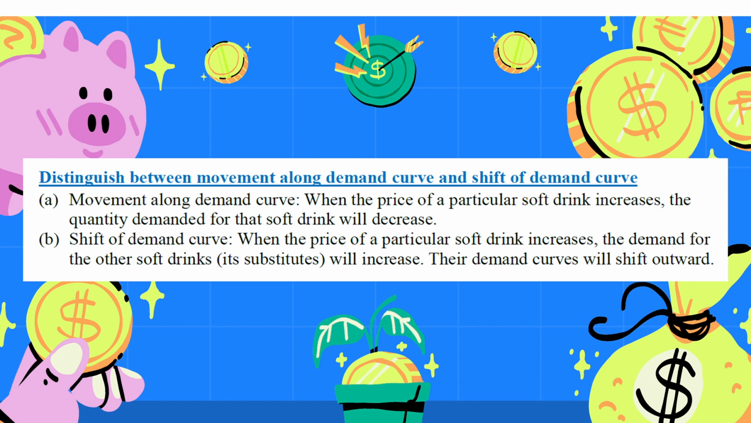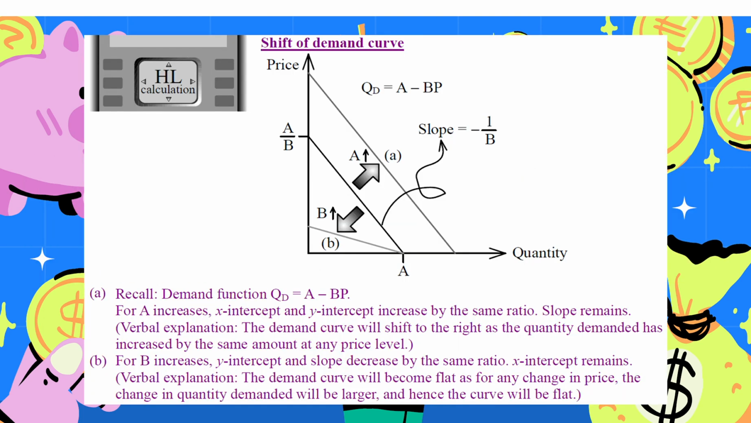And then you need to really distinguish between movement along the demand curve and shift of the demand curve. You will encounter it a lot of times. So it's the first time, make sure you learn it well, and later on when you have the supply curve and other curves, you find it easier. Movement along the curve and the shift of the curve are completely different. Movement along the demand curve: when the price of a particular soft drink increases, the quantity demanded will drop. Shift of the demand curve: when the price of another soft drink increases, the demand for the original soft drink will increase. The demand curve will shift outward, completely different.